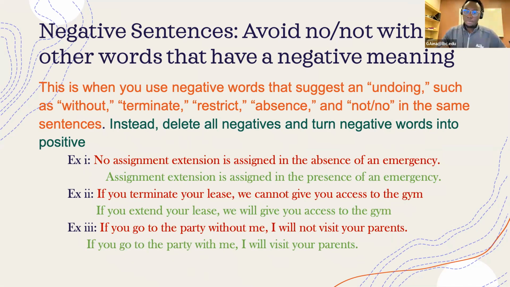So without and not. To revise the sentence, Felipe, what should I do? You just say, if you go to the party, well, if we go to the party, I will visit your parents. Exactly, because there was a double negative. So if you go to the party with me, you turn the negative into a positive. If you go to the party with me, I will, so you delete not, I will visit your parents. All right, so that's it.